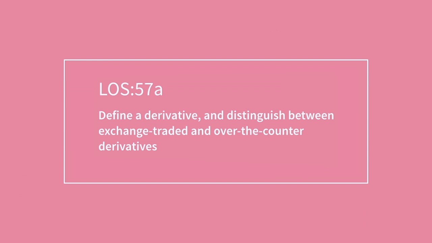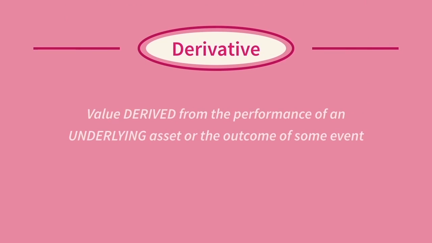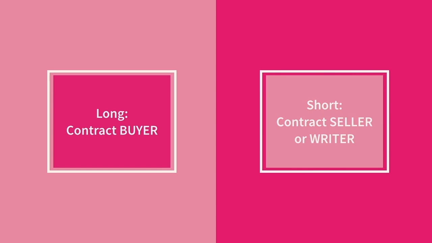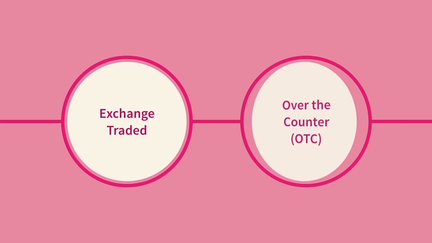Define a derivative and distinguish between exchange-traded and over-the-counter derivatives. A derivative instrument is a security whose value is derived from the performance of an underlying asset or the outcome of an event. The party who buys the contract is called the long. The party selling or writing the contract is called the short. Derivative contracts are traded in one of two ways: exchange-traded or over-the-counter, OTC.